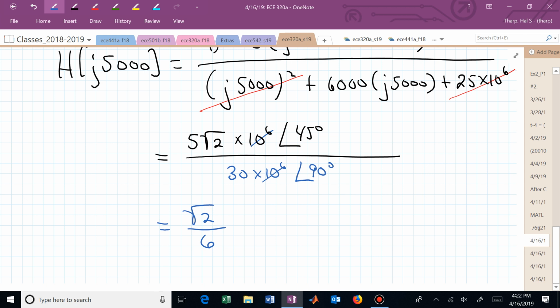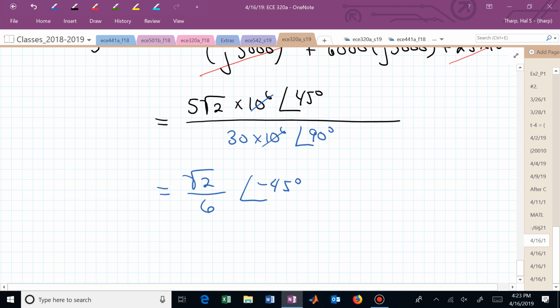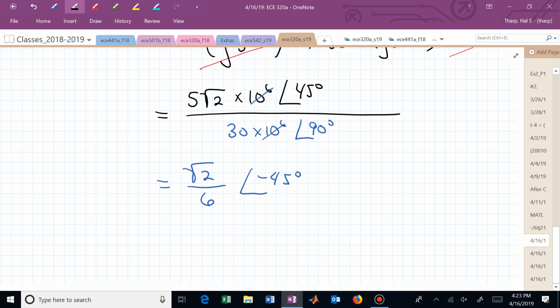And now how do we combine our angles? We subtract the denominator from the numerator, and we're left with minus 45 degrees. And now we can write down our output.